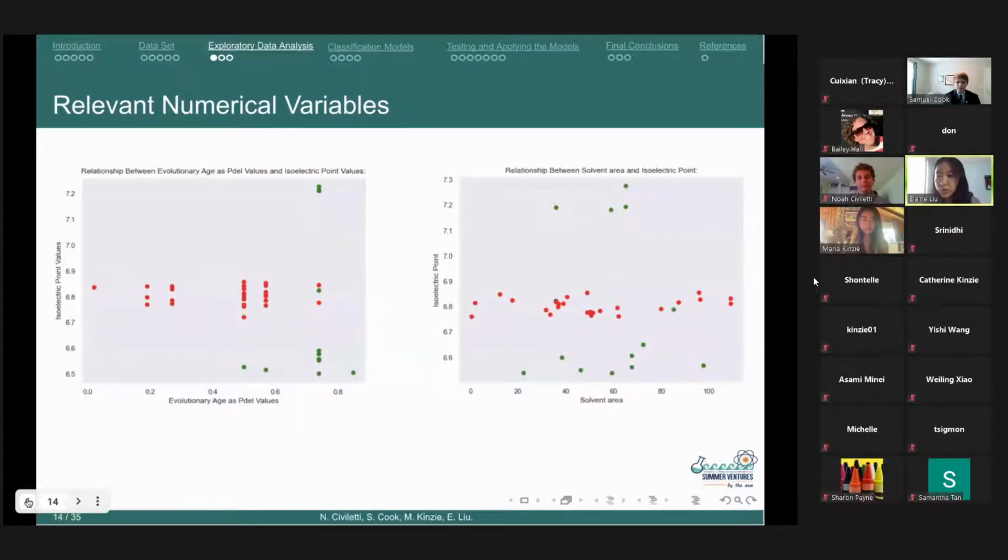So now, moving away from our data set and towards looking at correlations and relationships between them, we mostly focused on numerical variables because we knew that those would be most important and most relevant for making models. Here are two 2D scatter plots of the many that we made comparing isoelectric point and p-del as well as solvent area. These are variables that at that time and throughout we thought had the most predictive power.